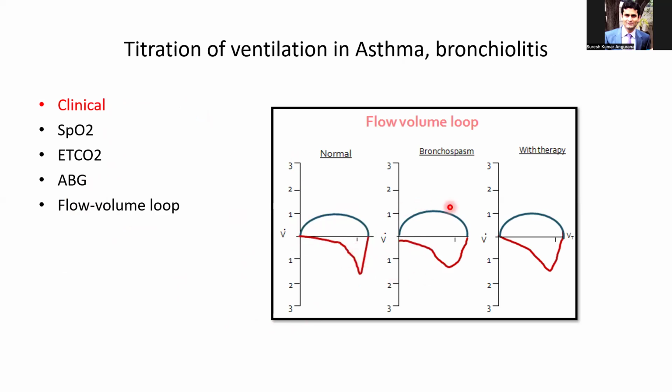But if there is bronchospasm or increased airway resistance, the expiratory flow or peak expiratory flow rate is decreased. So there is decrease in peak expiratory flow rate. There is concavity in the expiratory limb of the flow, but this is not reaching zero. So there is some amount of air trapping which is happening. So this is a flow loop of bronchospasm. And if there is improvement in bronchospasm with bronchodilator therapy, we can see the return of the flow volume loop toward a normal shape.